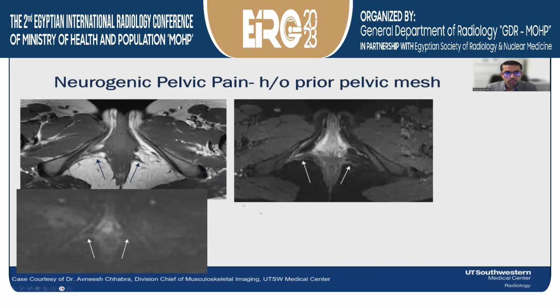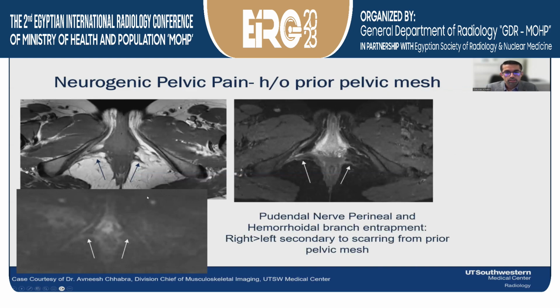Different patient here. This is the perineal and hemorrhoidal branch of the pudendal nerve that's entrapped. You can see the nerve is larger than we typically see on both sides, especially on the right. On the diffusion image, you see it much better than the left side. It's asymmetric because of entrapment.